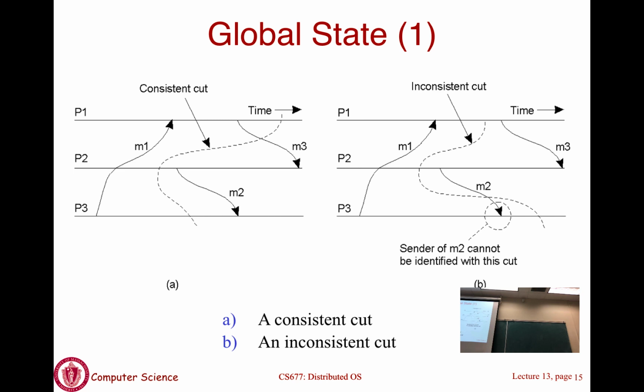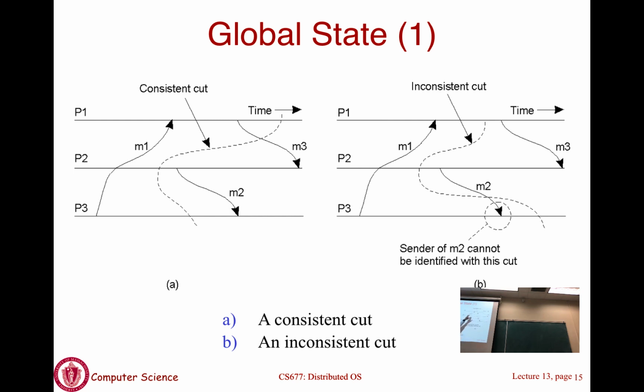Yes. Clarify again why in part B, the sender of input cannot be identified with this. Okay, well, forget the label, what it says. First we'll ask why this is the wrong thing to do. So the question is, why is this inconsistent? Where does the inconsistency come from?